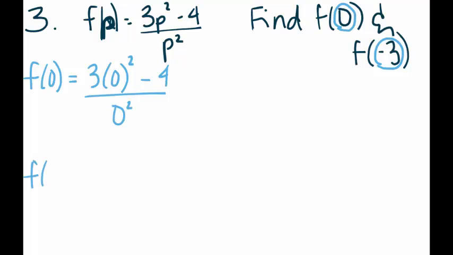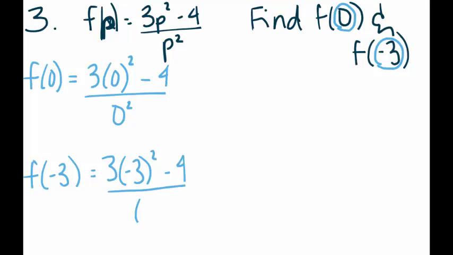And then the other one says f of negative 3. And we're going to be very careful that we put the negative 3 in parentheses when we do this, or you will get the wrong answer, and Ms. Glasser will not be happy.